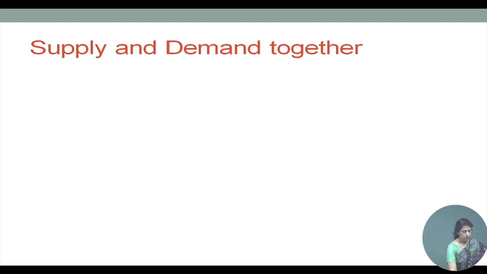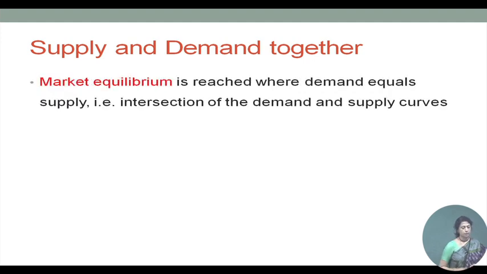So first we are going to bring the supply and demand together in the market now. There is a market equilibrium which is reached where demand equals supply. That is the only point, which is the intersection of the demand and the supply curves.